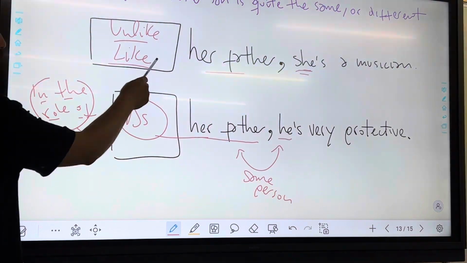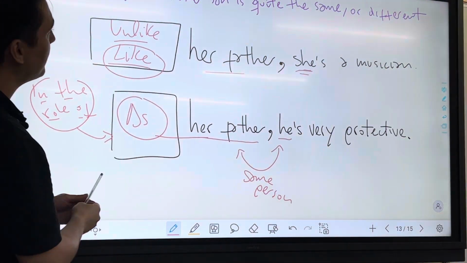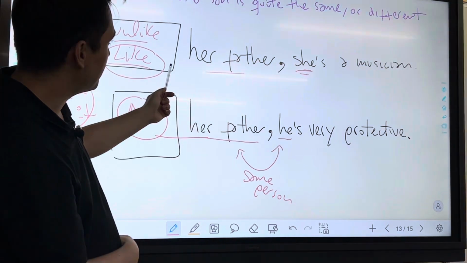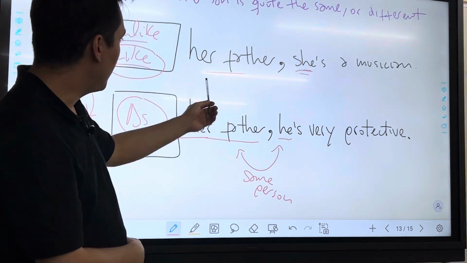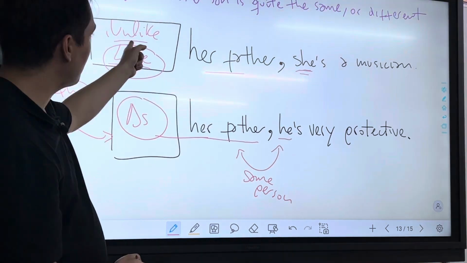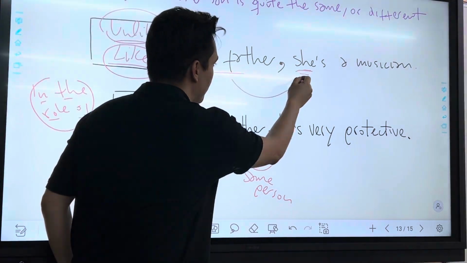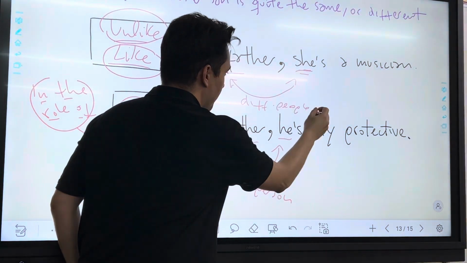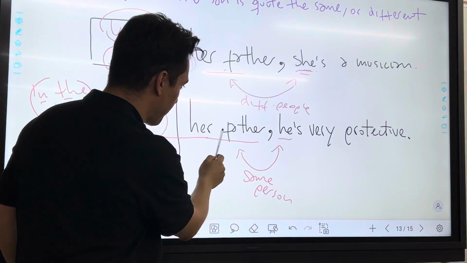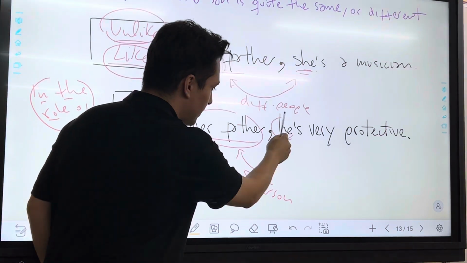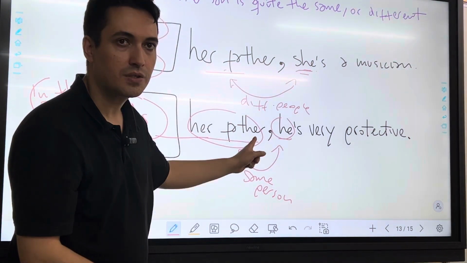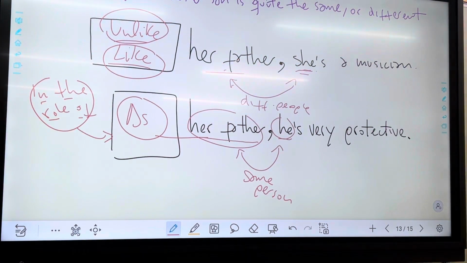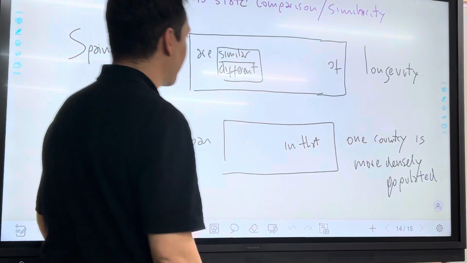So be careful. Like her father means the same; like her father, she's very mysterious. It means that both of them are the same, or something different if you say unlike. But these are different people. Here we're comparing two different people. However, here the person is the same. Her father and he is the same person. So far, so good? Very good. Getting close to the end.